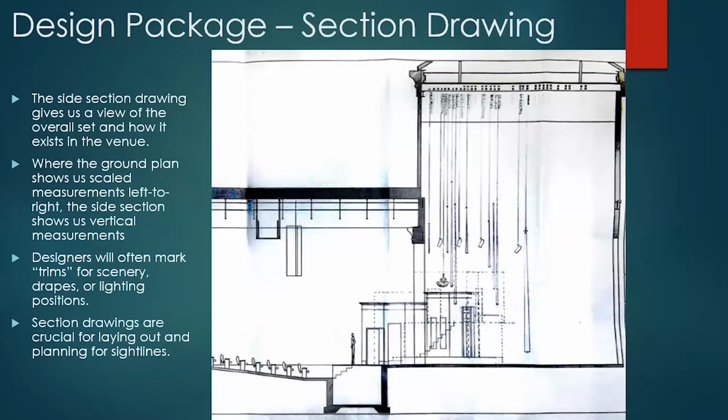A section drawing is another really important part of the drafting package or the design package. And where the ground plan gave us measurements from left to right, upstage to downstage, the section drawing is what's giving us all of the vertical information. So here we're looking at the side view of the Rumor set from many years ago.